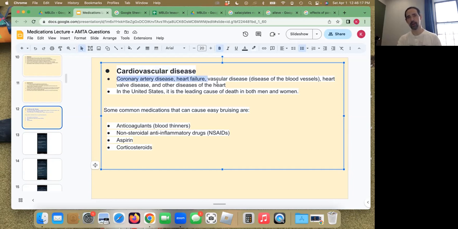So coronary artery disease, heart failure, vascular disease, these are all very broad categories, right? Heart valve disease, other diseases of the heart, all very, very broad categories. You don't need to know like the very specific nitty-gritty conditions. You just need to know broadly what you're dealing with. Diseases of the heart, diseases of the vasculature. In the US, unfortunately, this is the leading cause of death in both men and women.